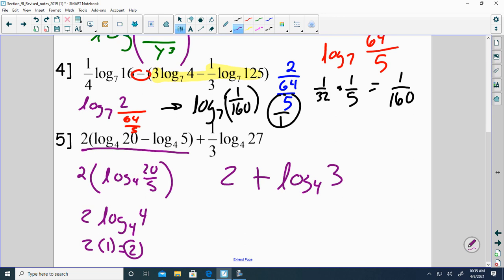Now, I know some of you might say, well, wait a minute, is that okay to have? Absolutely. Things could work out nicely, but when you have those rules down, you might be able to talk your way through it. So 2 plus log base 4 of 3, I think we're totally content and good on that one. There's no more pushing it together. Okay? All right, I think I feel okay.